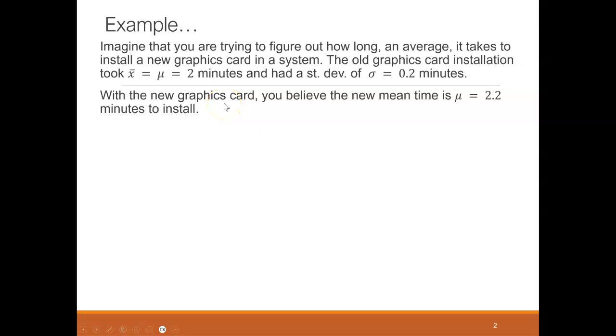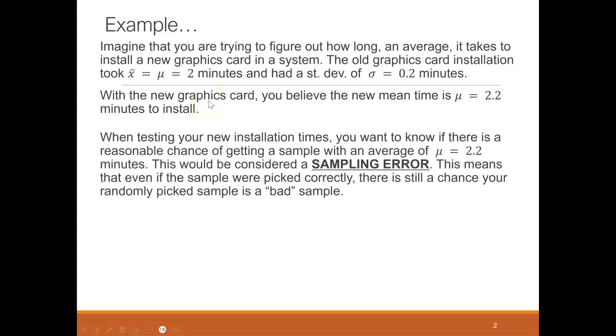What we want to do is decide, are they really taking longer or not? Is that really a difference, or is it just because our sample of new cards is small, or something weird happened, or you got a defective one that took longer than usual? So when testing these new installation times, we want to know if there's a reasonable chance of getting a sample whose average is 2.2. Could I have gotten the same 2.2 average from the old cards if I did a sample? Is that something that was likely to happen or unlikely to happen?